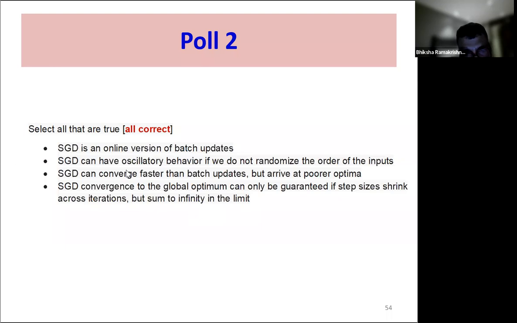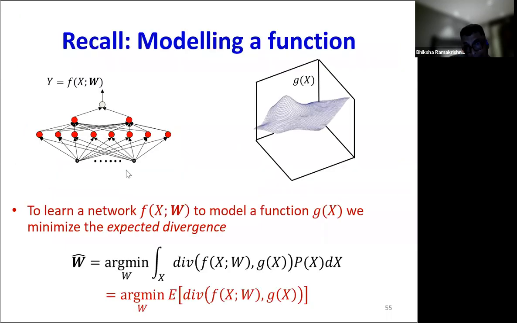Now, to understand some of this behavior, let's go back and look at how we were modeling functions. To learn a network to model a function, we wanted to minimize the expected divergence. Remember this? This is the actual objective that we wanted to minimize. Right? Yes or no?